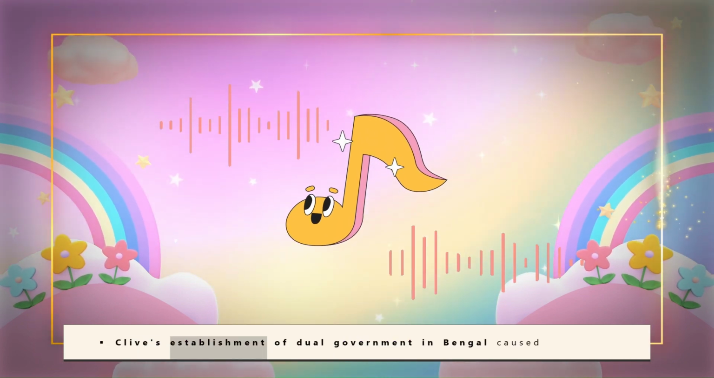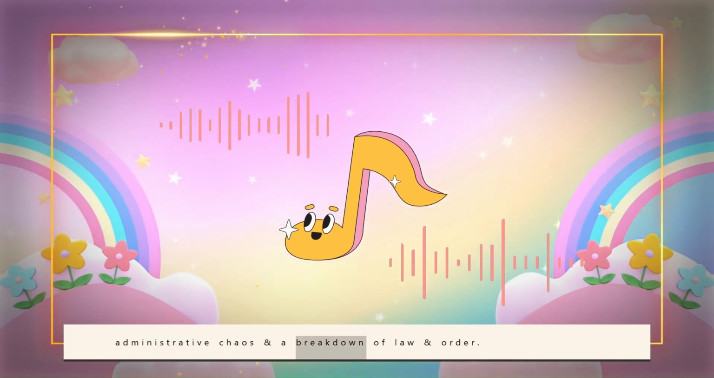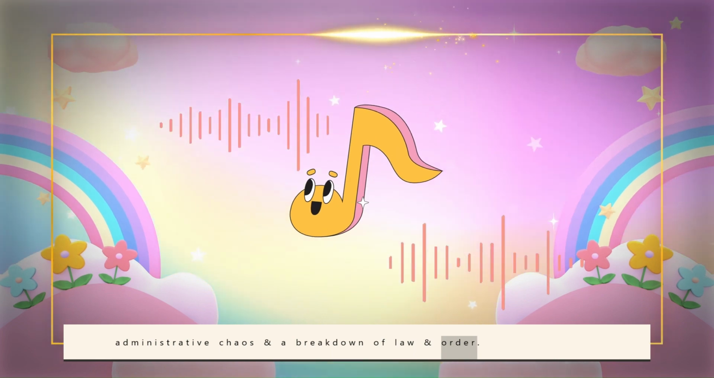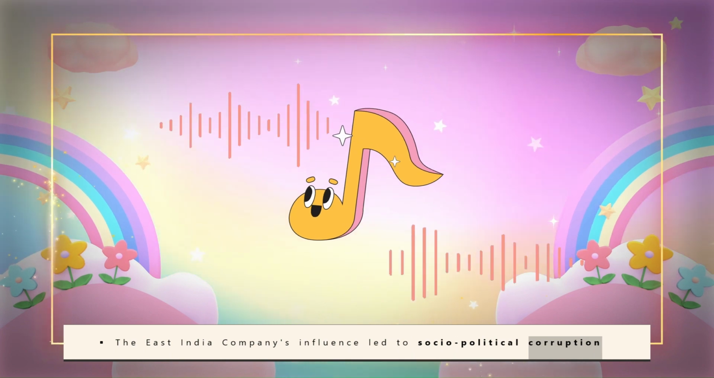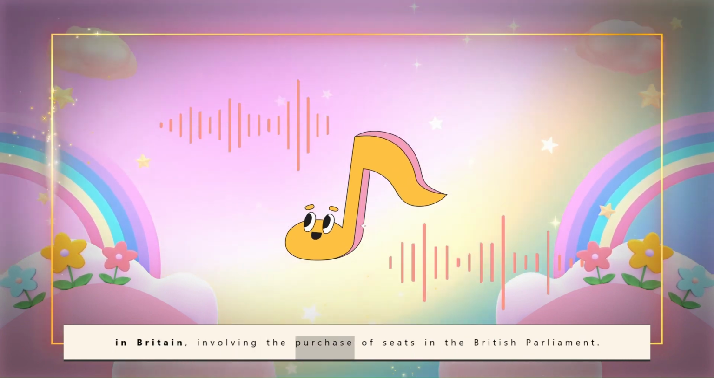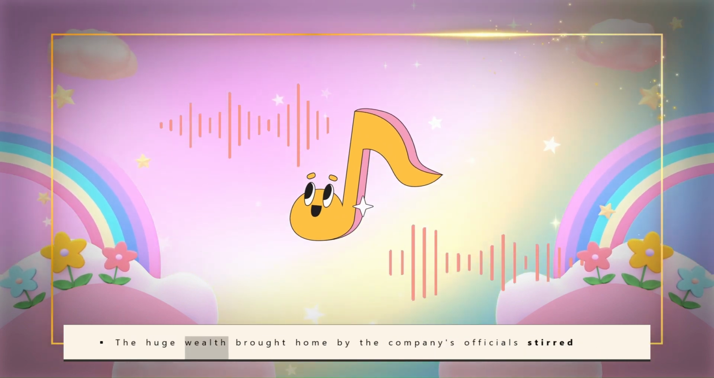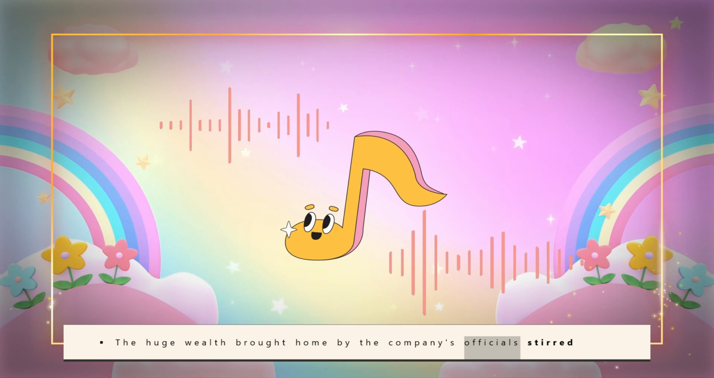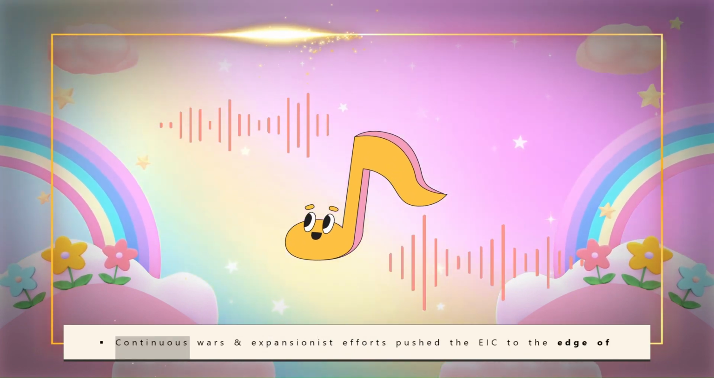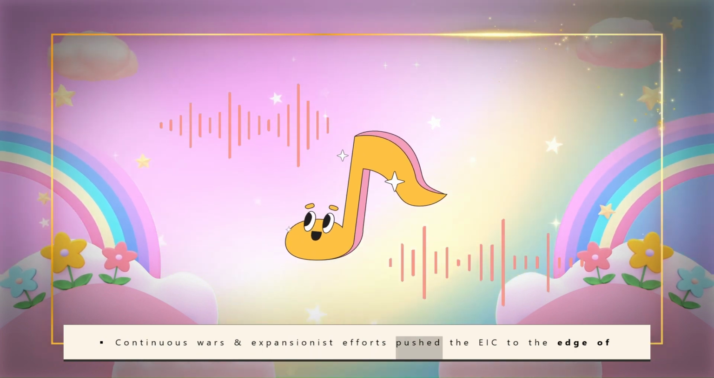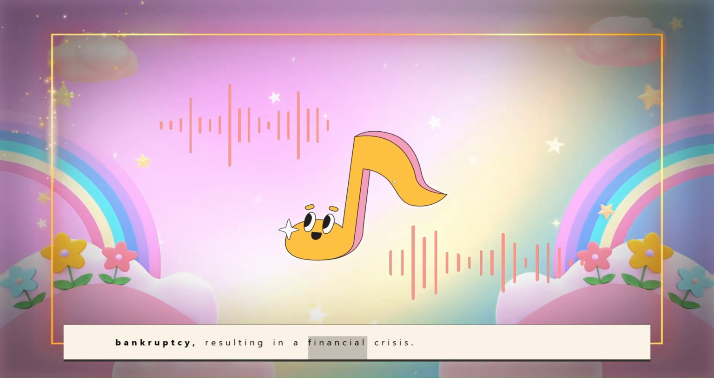Clive's establishment of dual government in Bengal caused administrative chaos and a breakdown of law and order. The East India Company's influence led to socio-political corruption in Britain, involving the purchase of seats in the British Parliament. The huge wealth brought home by the company's officials stirred jealousy among Englishmen in Britain. Continuous wars and expansionist efforts pushed the EIC to the edge of bankruptcy, resulting in a financial crisis.